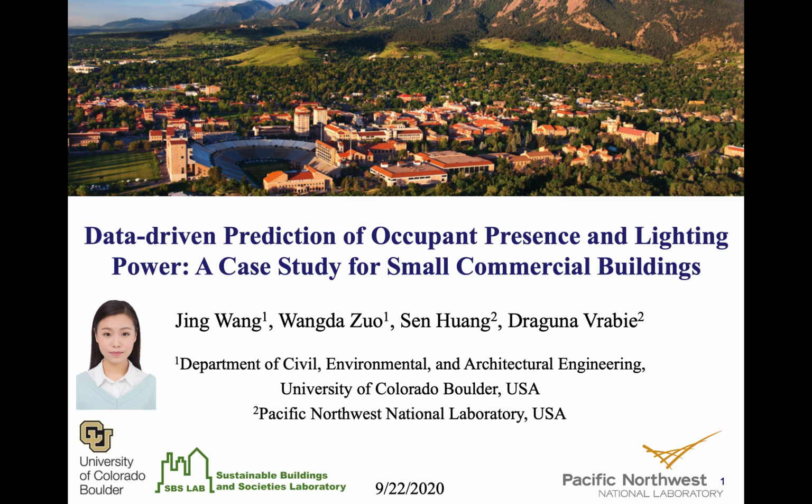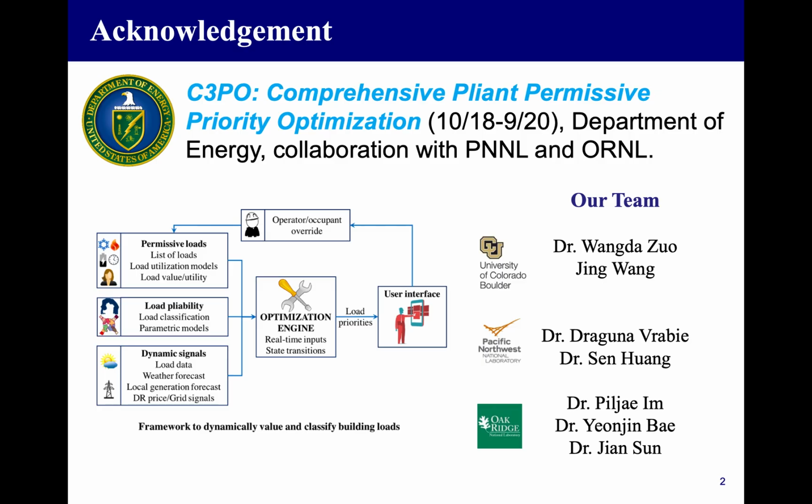Today we're going to cover data-driven prediction of occupant presence and lighting power, a case study for small commercial buildings. This research is part of the DOE-funded project Comprehensive Client Permissive Priority Optimization, and this is a collaborated project with PNNL and Oak Ridge National Lab. And the goal of this project is to develop a real-time load prioritizing and flexibility quantification framework for demand response deployment.